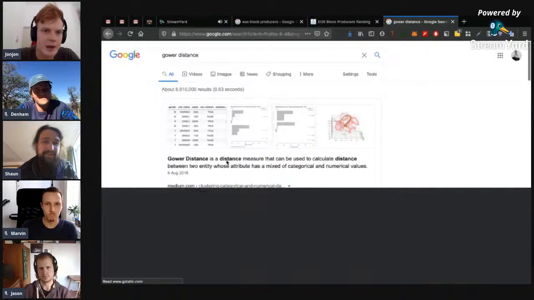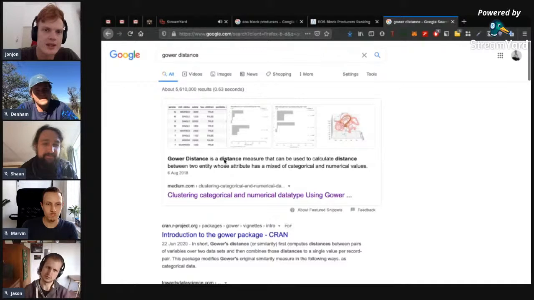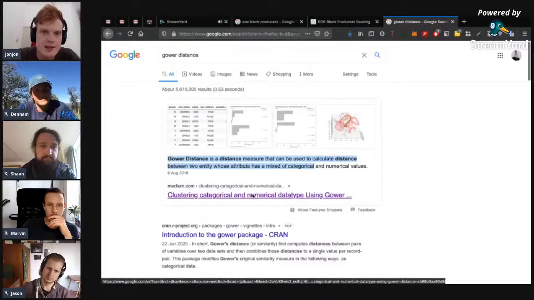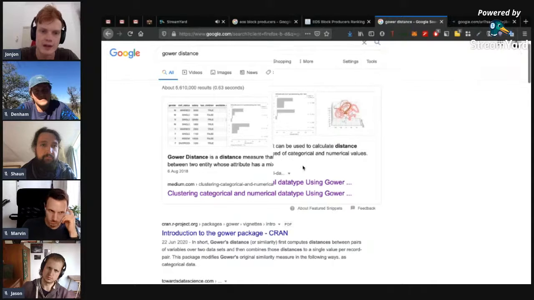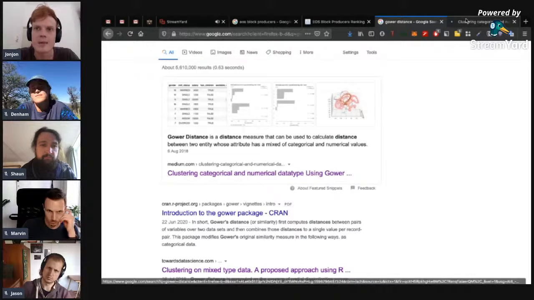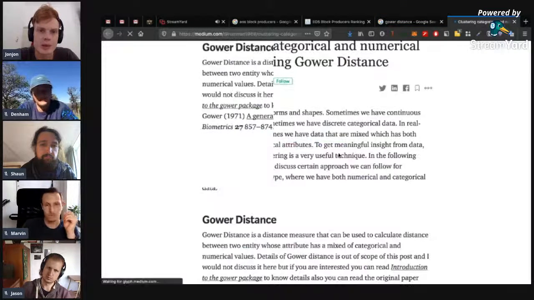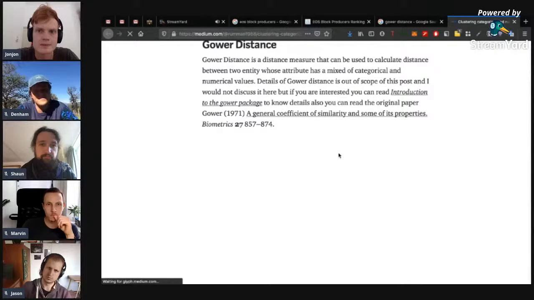So we use Gower distance. Gower distance is a distance measure that can be used to calculate distance between two entities whose attributes have a mix of categorical and numerical values. We only have categorical values, but I'm pretty sure that that's the algorithm. I'm hoping it will show it to us here.